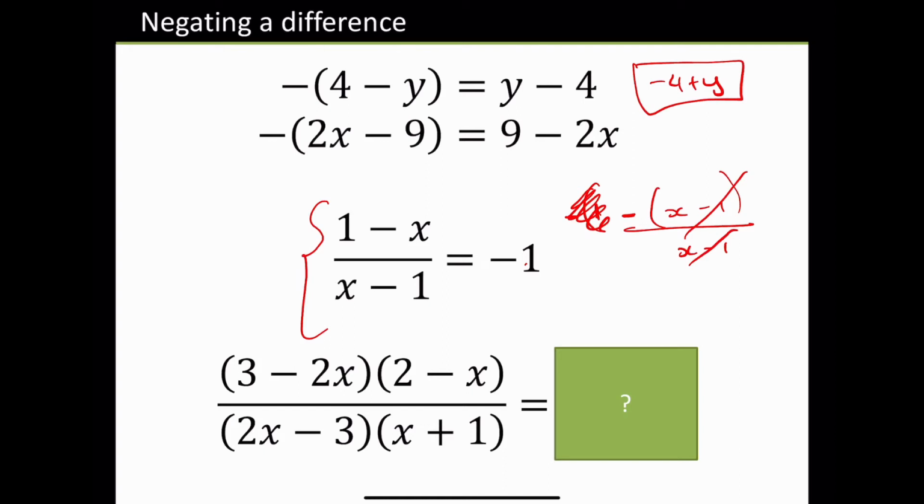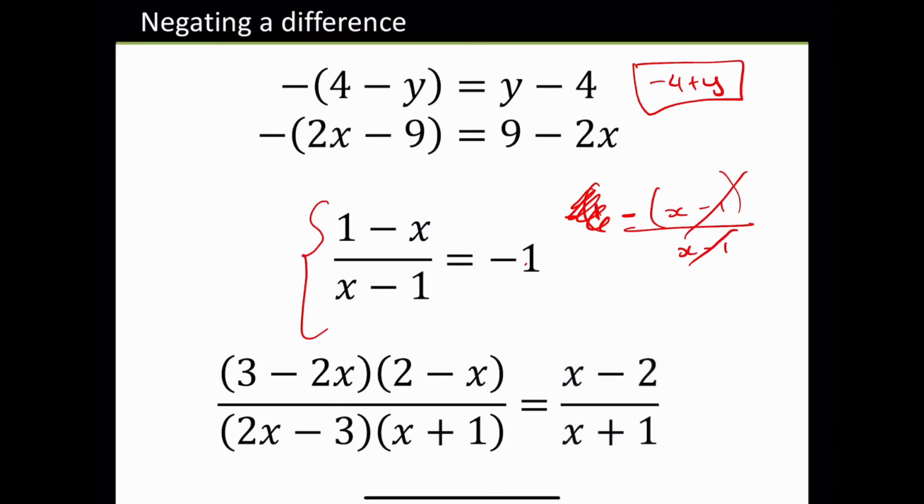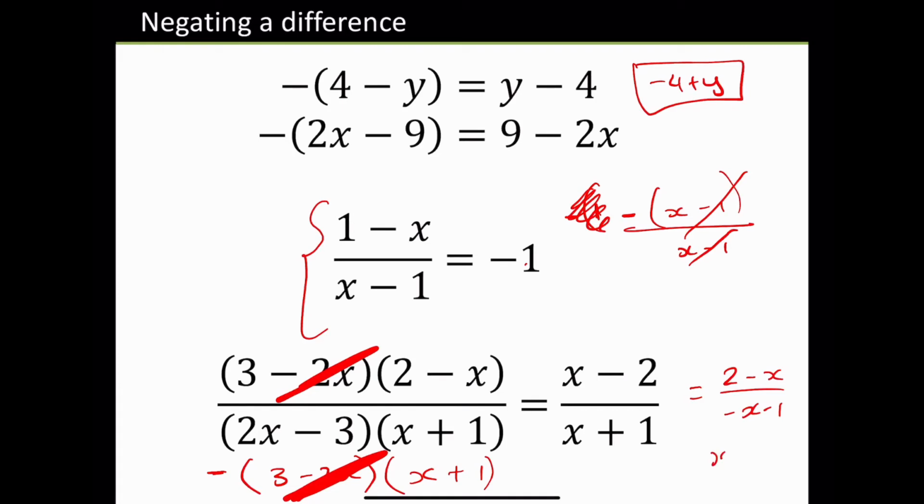Again, same here. You can actually change this to 3. Take a minus outside. It changes it to 3. Take 2x. The bottom stays the same. So therefore cancels, cancels. You're left with 2 take x over minus x minus 1. Or if you rearrange it, x minus 2 over x plus 1. These are both the same answer.